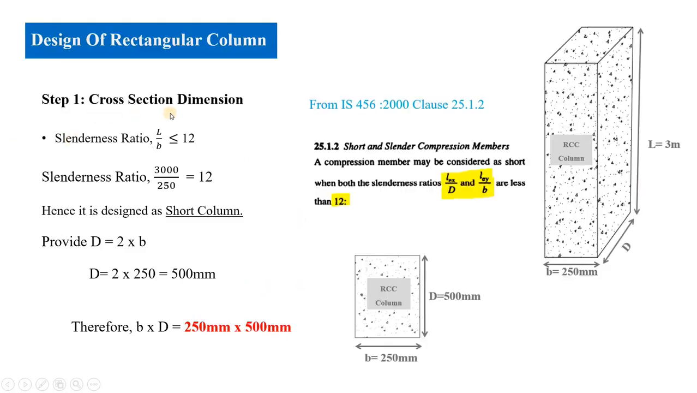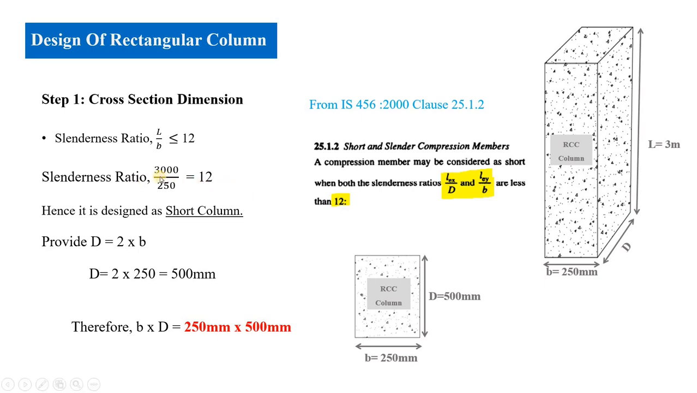Step 1 is to find the cross-sectional dimension of a column. Before that, we will find whether the given column is a short column or long column by using the slenderness ratio. The slenderness ratio is calculated by using these formulas: Lex by D and Ley by B. If this ratio is less than or equal to 12, then it is considered as a short column. If it is greater than 12, then it is considered as a long column.